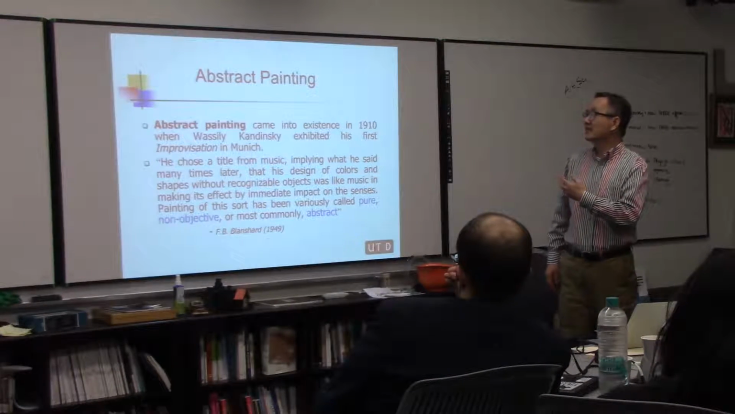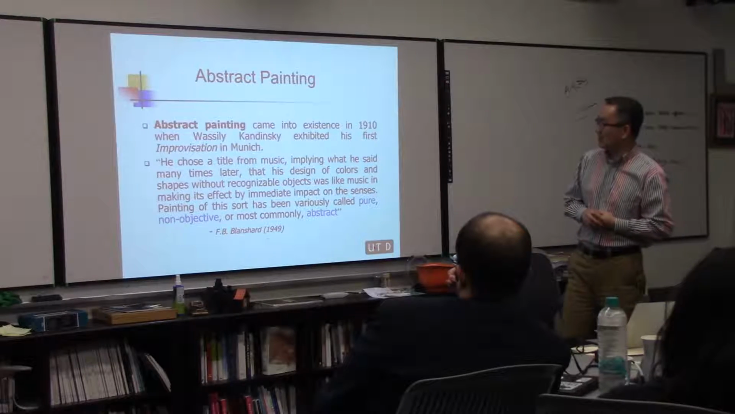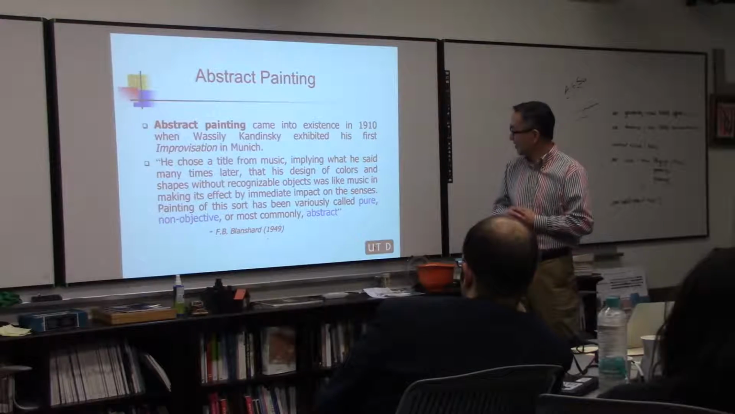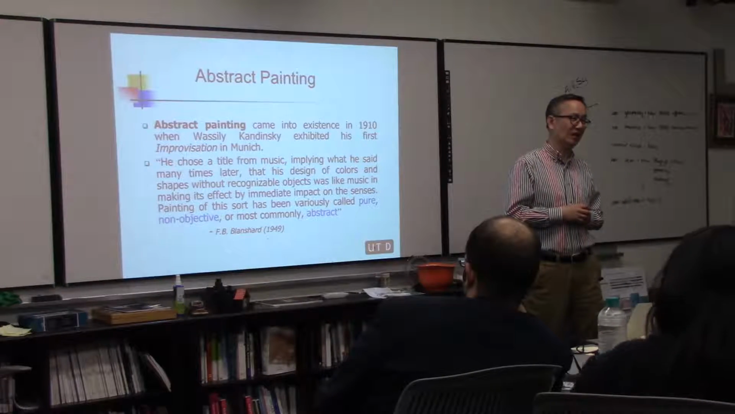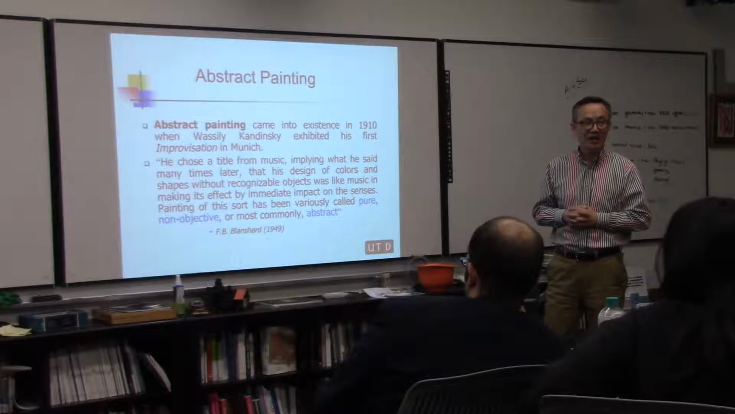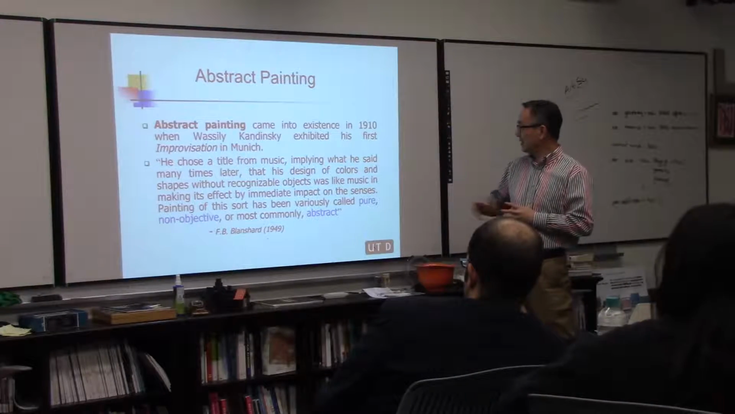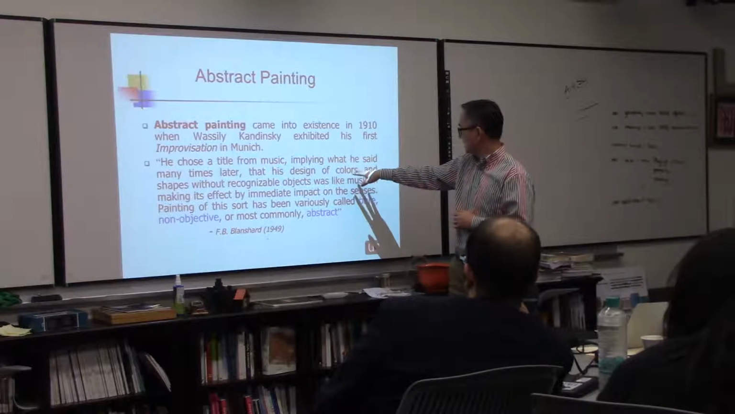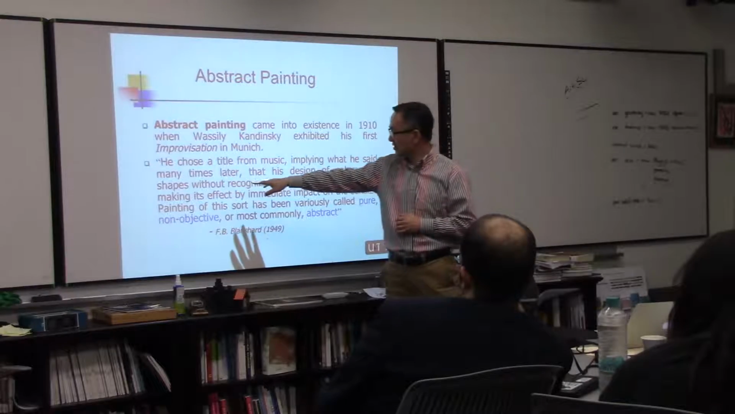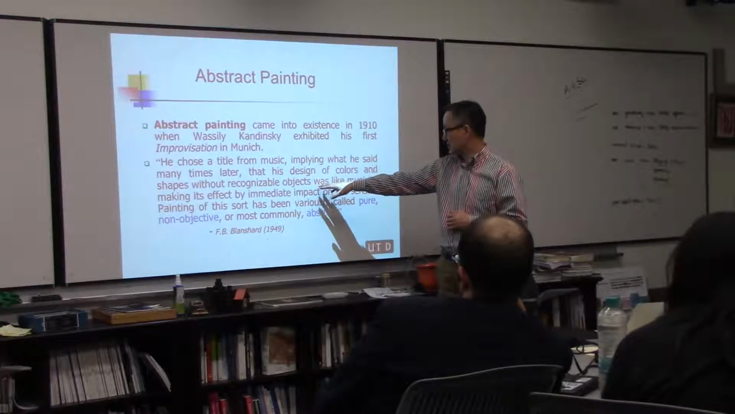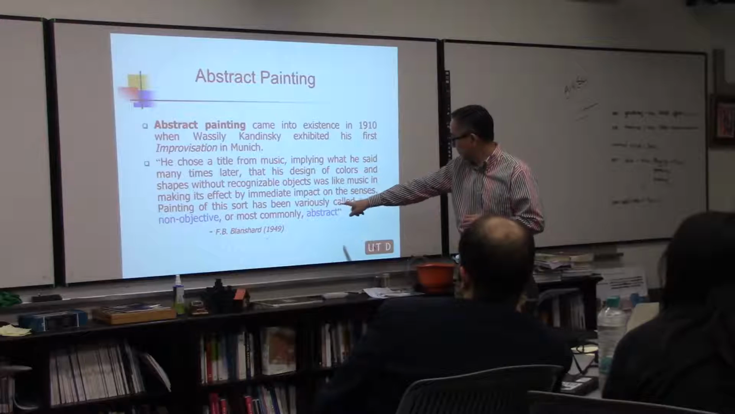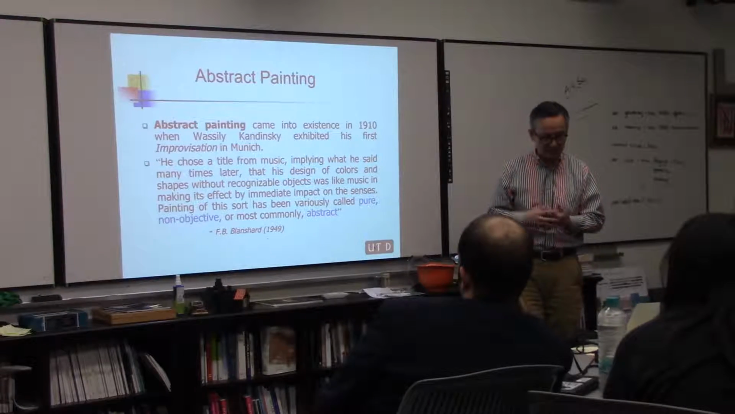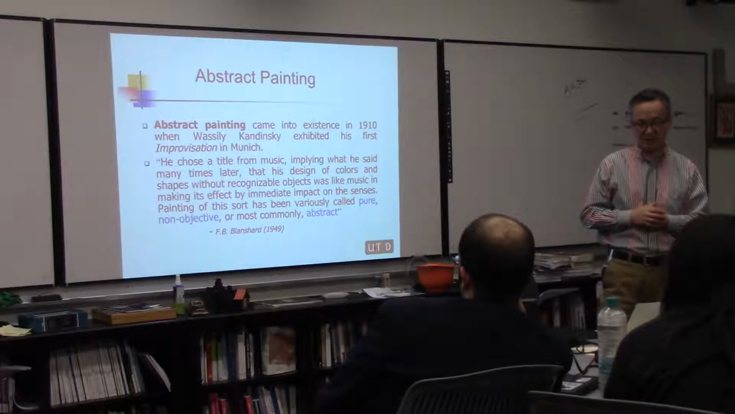Now, this is a definition of abstract painting based on Kandinsky. We can see Kandinsky as basically the pioneer or founder of abstract painting. Again, he has a pretty long definition, but basically it says to use color and shapes without recognizable objects, usually pure, non-objective, and most commonly abstract. So this is abstract painting.